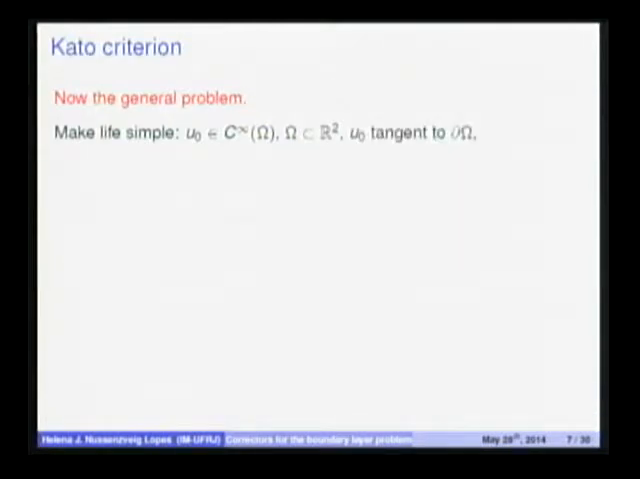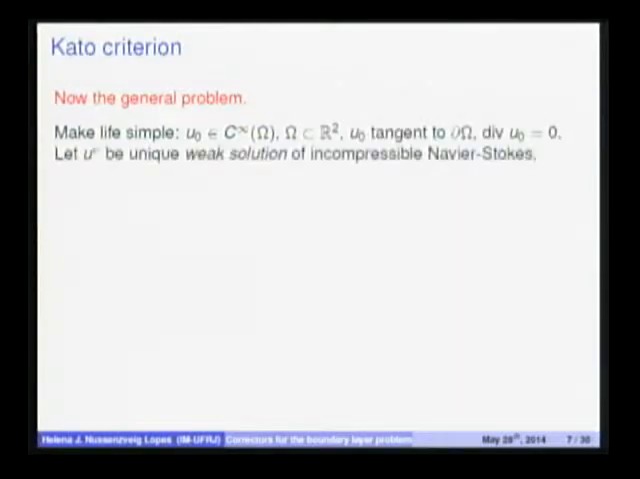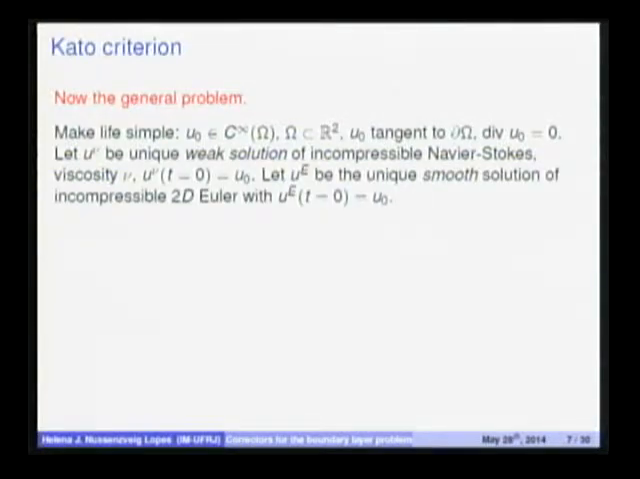Okay, now the general problem. Let's see what we learned with this exercise. So the general problem, again, let's try to make our life as simple as possible. And let's take an initial velocity which is smooth, tangent to the boundary, okay? Divergence free, of course, and let's look at the unique weak solution of the incompressible Navier-Stokes equations with this initial velocity and no slip boundary conditions. And Euler is now the unique smooth solution of the Euler equations with the same velocity.